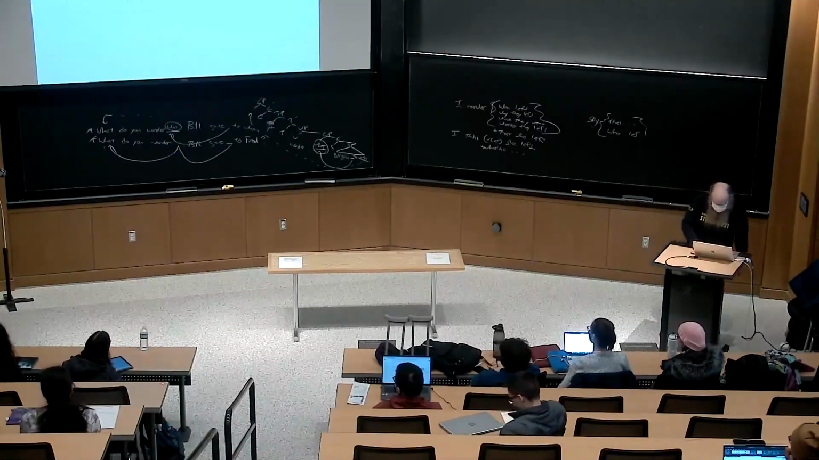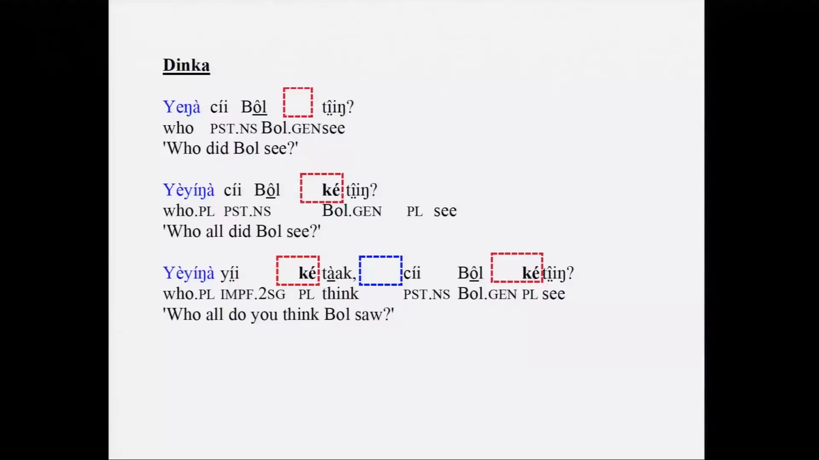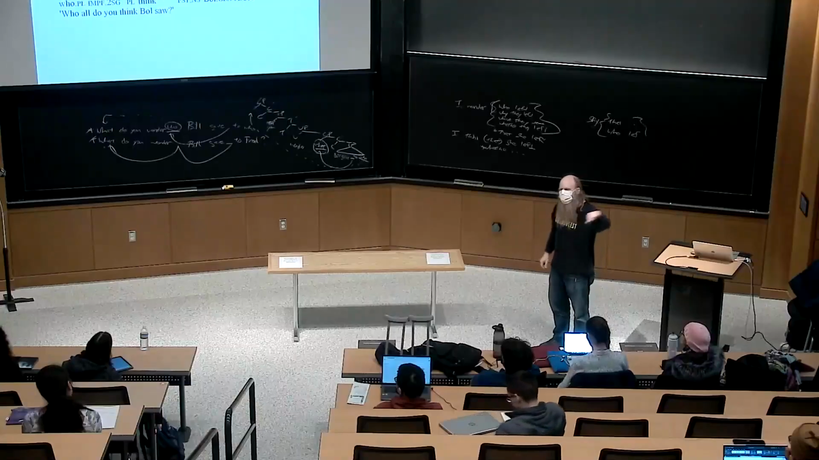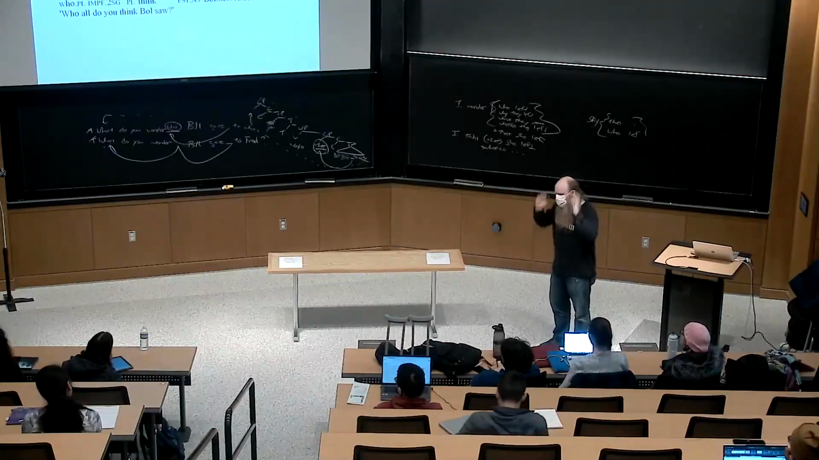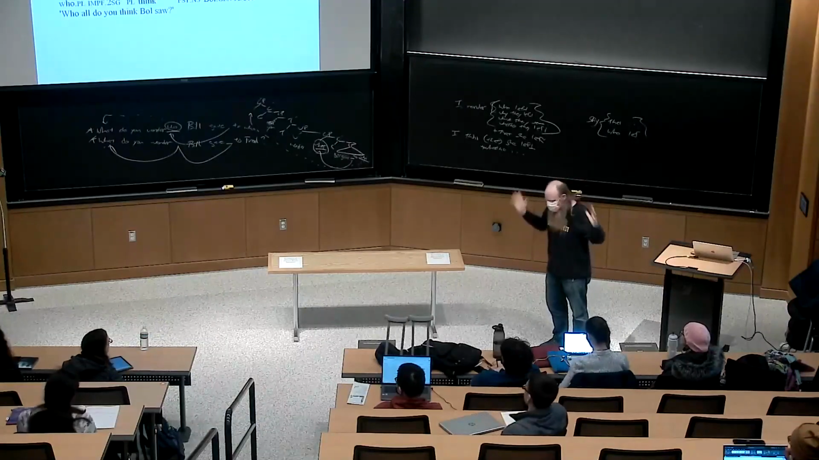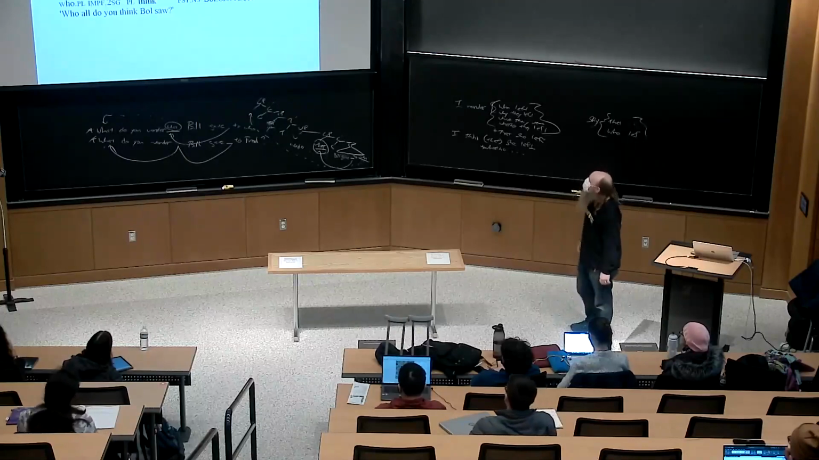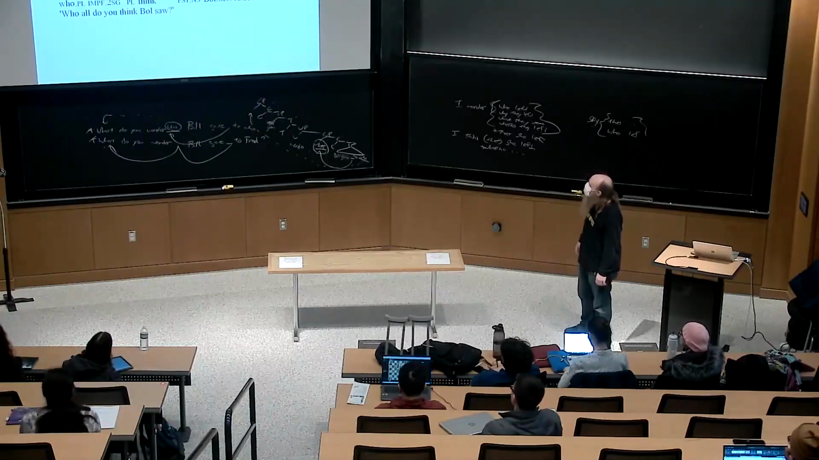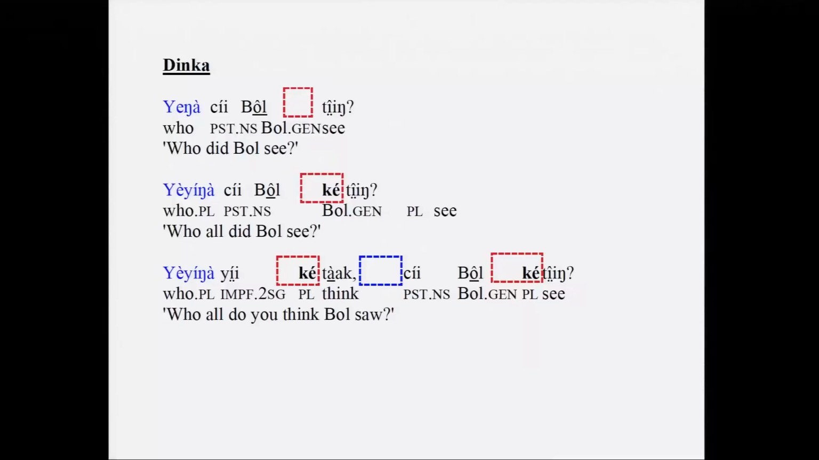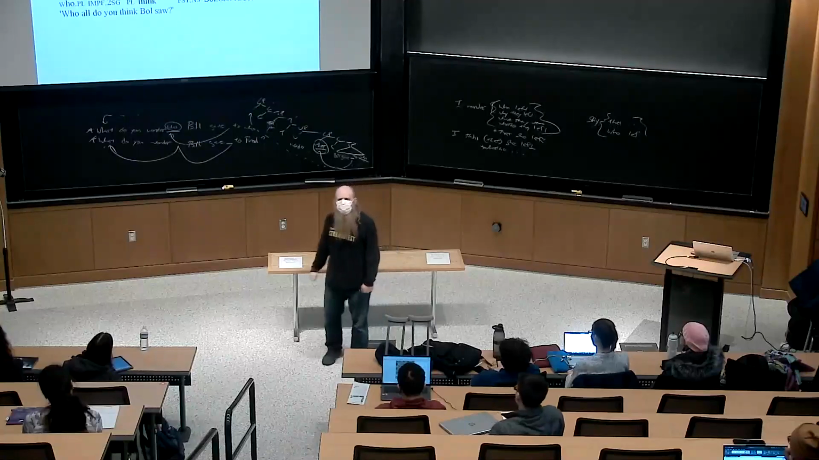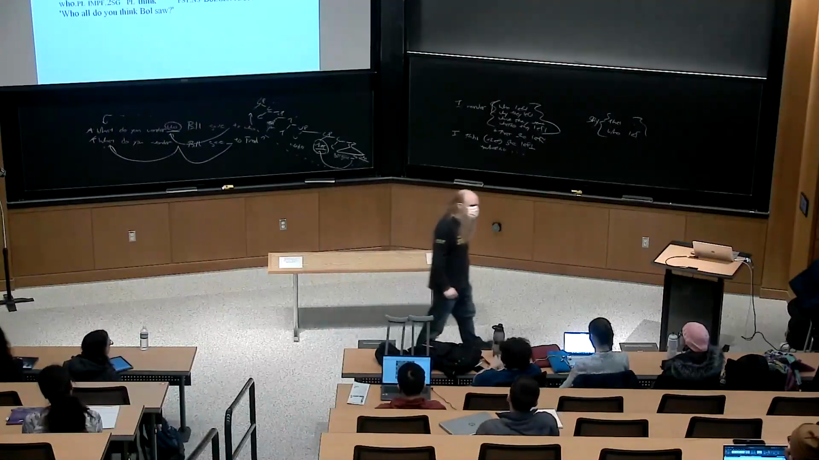So interesting fact, if you do a longer question than that, like who all do you think that Bol saw? You've got who plural at the beginning, and you've got que in both of the red positions along the way. As you WH move up the clause, it's like you leave behind this little plural thing as you move along. So you get multiple Ks as you go up. Que sort of resembles the third person plural pronoun, which is cake, the word for they. So we figure it's somehow related to this.